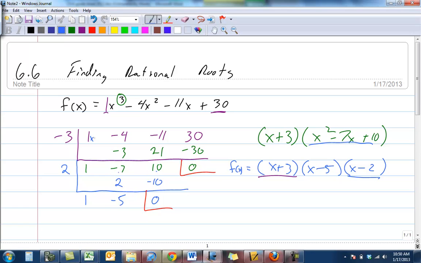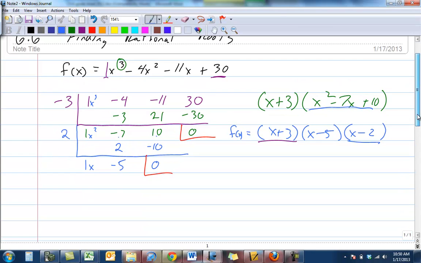This was x to the third. That makes this x squared. That makes this one x, or x minus 5. We can factor this for us by using synthetic division multiple times. Let's try another one.